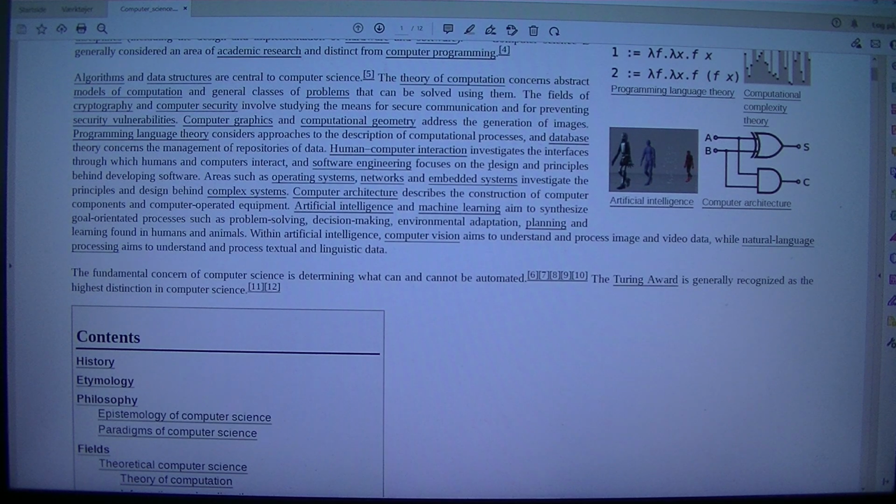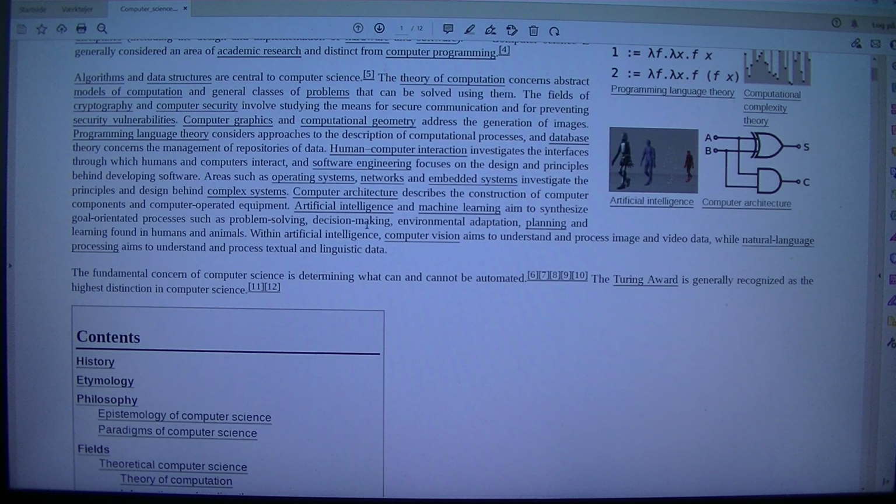Human-computer interaction investigates the interfaces through which humans and computers interact, and software engineering focuses on the design and principles behind developing software. Areas such as operating systems, networks and embedded systems investigate the principles and design behind complex systems. Computer architecture describes the construction of computer components and computer-operated equipment.